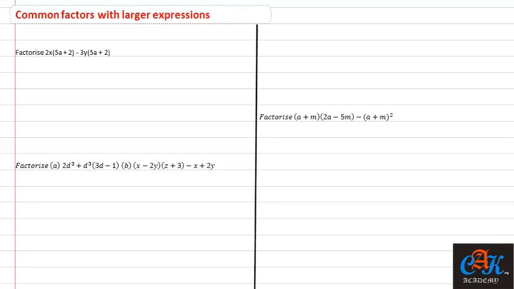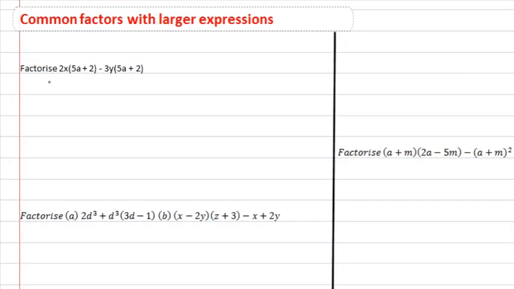I'm looking at common factors with larger expressions. So here, we want to factorize 2x bracket 5a plus 2 minus 3y bracket 5a plus 2. That is 2x bracket 5a plus 2 minus 3y bracket 5a plus 2.